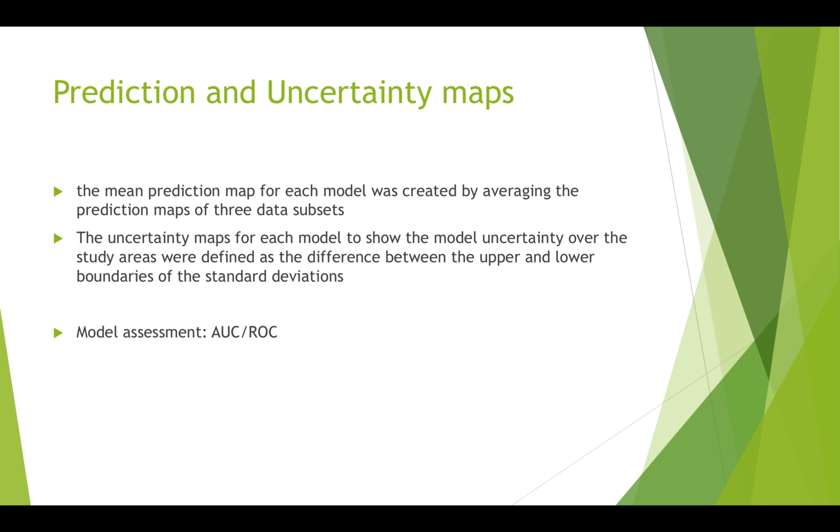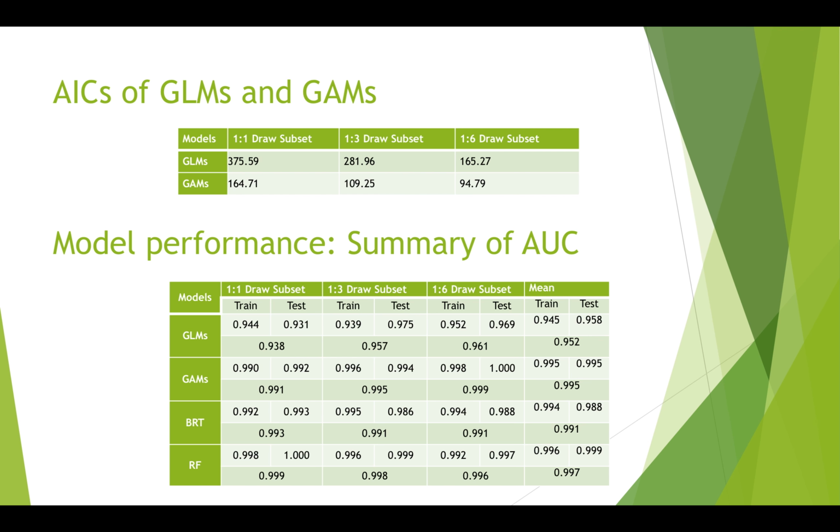As we know, for species distribution models, the AUC is the most common criterion to assess model performance. In my code, I also use the MSE, but here I didn't include the MSE results in the slides. Now let's look at the results.